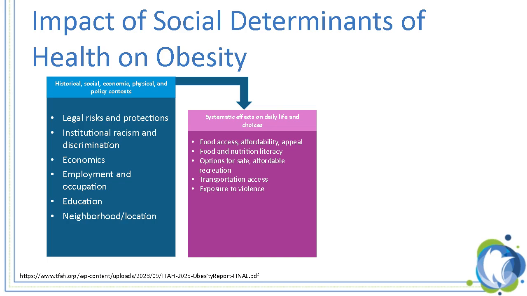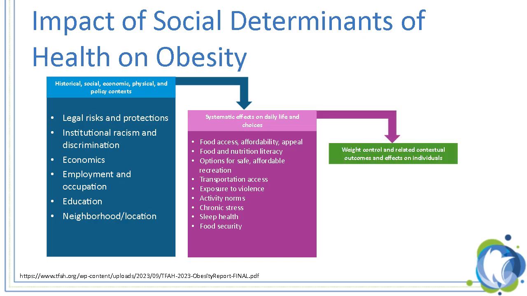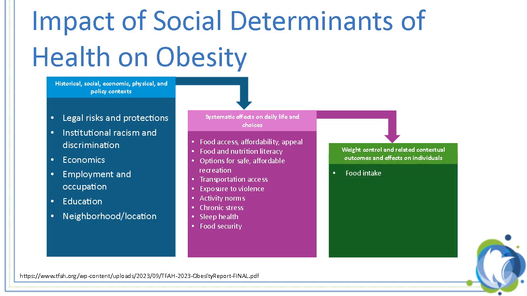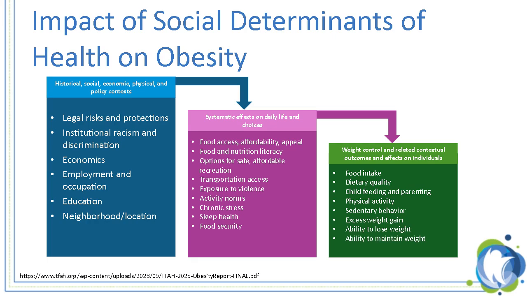Exposure to violence or concern of safety when traveling to reach better food sources or safer places to exercise. Activity norms of the community, chronic stress, sleep health, and food security all then further feed into weight control and related contextual outcomes and effects on the specific individual, such as food intake, dietary quality, child feeding and parenting, physical activity, sedentary behavior, excess weight gain, ability to lose weight, ability to maintain weight and weight loss, body composition, and fitness levels in regards to fat mass versus muscle mass.